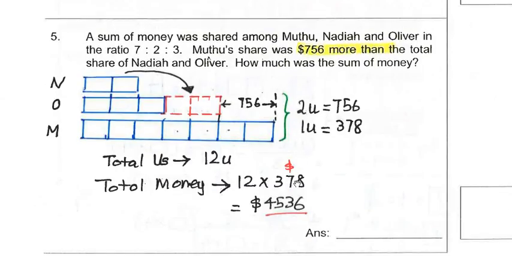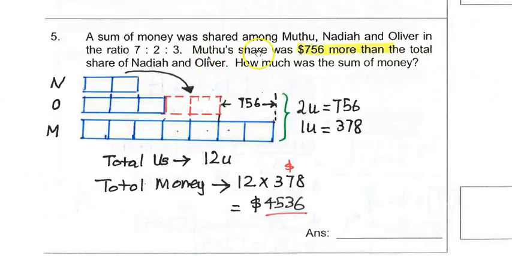Next, the sum of money was shared among Muthu, Nadia, and Oliver, M, N and O, right, in the ratio of 7:3:2. I work out this way, according to their names. It means this is 7 units, 3 units, and 2 units. Look at the blue one only.